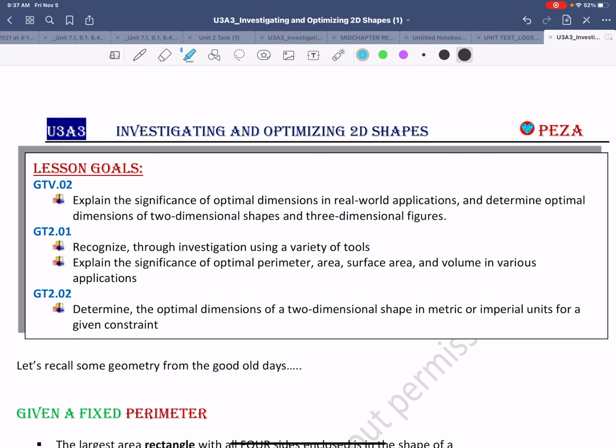Hello and welcome. In this lesson, we'll go over optimizing 2D shapes. To start with, what is the meaning of the word optimize? Whenever we're trying to optimize a quantity, it means that we're trying to find the best value of the quantity. Now, let's take an example of revenue.